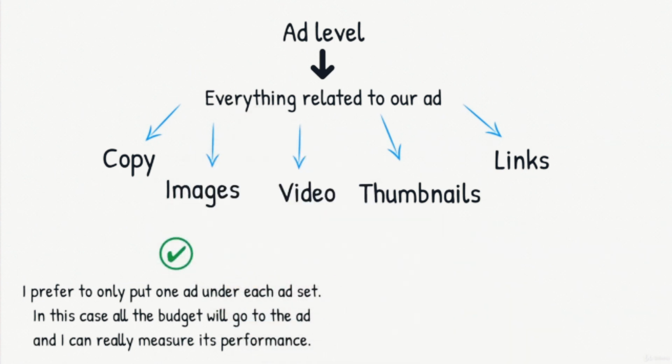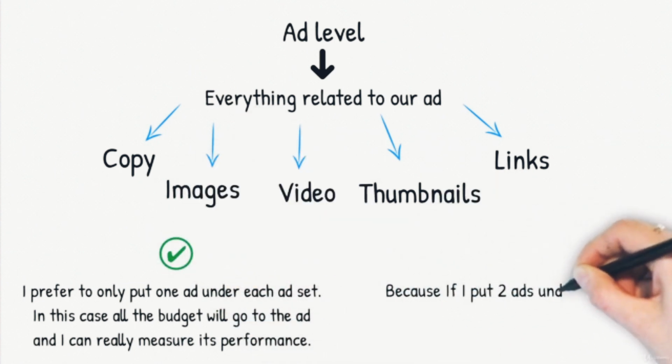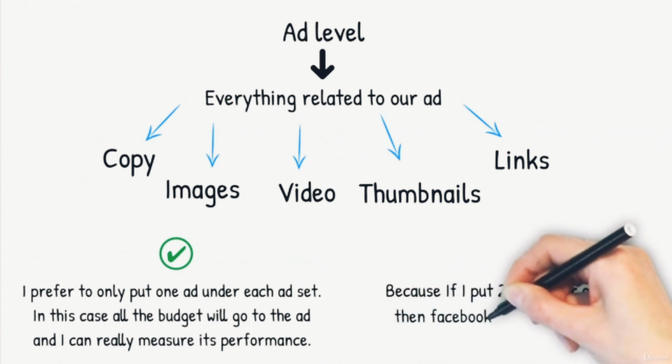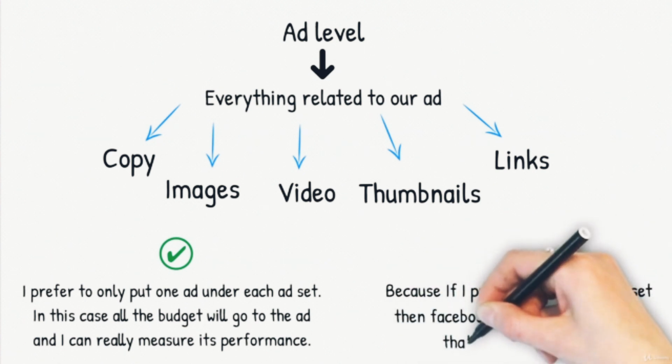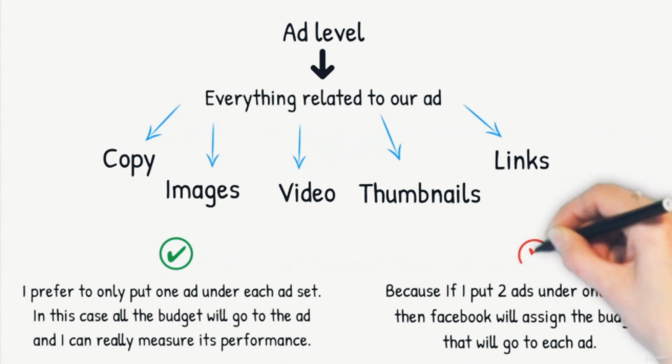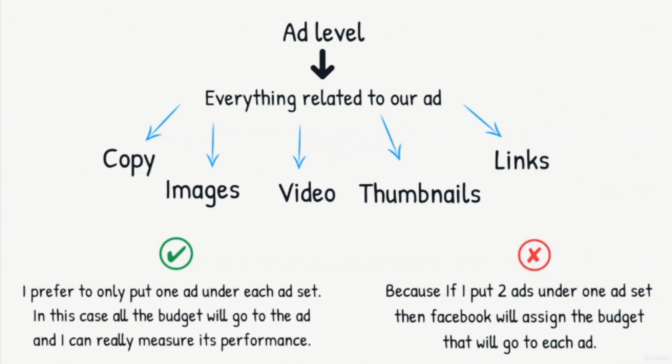Because if I put 2 ads under one ad set, then Facebook will assign the budget that will go to each ad, and I really don't like this. So if I want to test 2 ads to see which one is better, I create 2 ad sets and I put 1 ad in each ad set, and then I start testing.